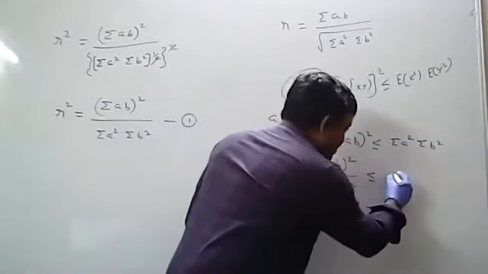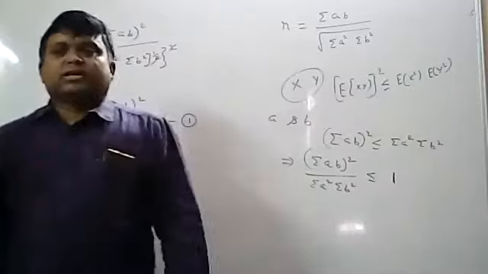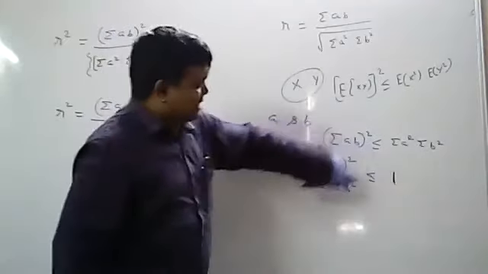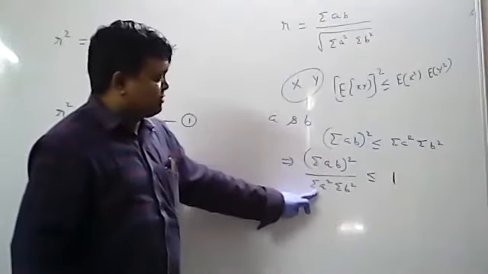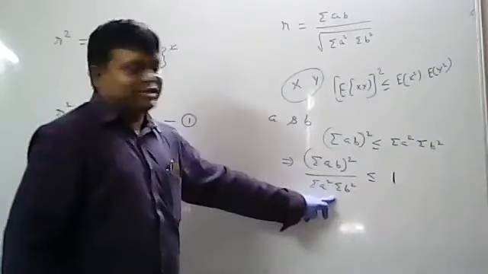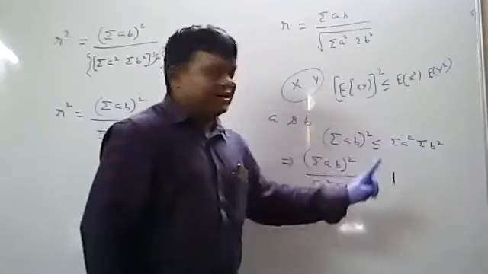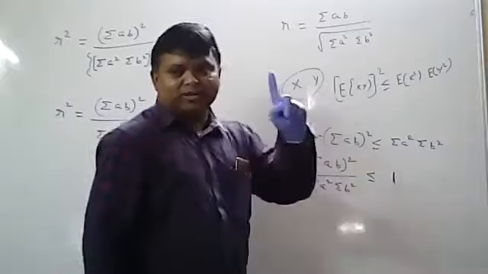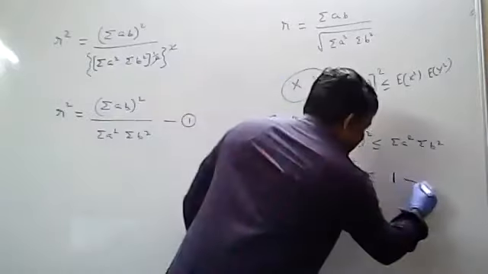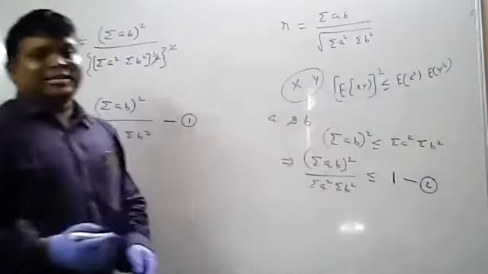So what is the remaining value you have? Remaining value is 1. So if you are sending this term to this side, you will get (summation AB) whole square by summation A square into summation B square less than or equal to 1. So this is equation number 2.